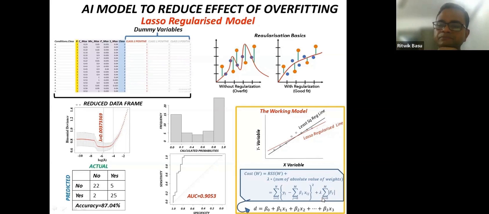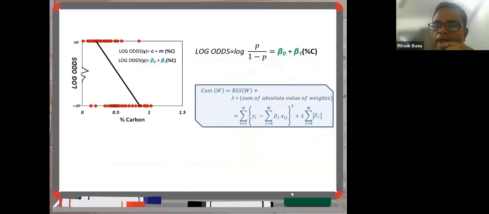By adding this lambda component, is that clear? So to our logistic regression model, where we have the log of p by 1 minus p as the response variable, we are adding to its cost function this lambda times the sum of the modulus of the slopes.